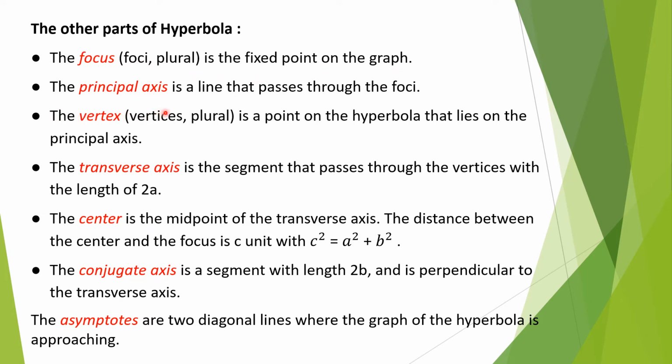Then the principal axis is a line that passes through the foci. The vertex is a point on the hyperbola that lies on the principal axis. The transverse axis is the segment that passes through the vertices with the length of 2a. The center is the midpoint of the transverse axis. The distance between the center and the focus is c units, with c squared equals a squared plus b squared. And the conjugate axis is a segment with length 2b and it's perpendicular to the transverse axis. We also have the asymptotes, the two diagonal lines which the graph of the hyperbola approaches.